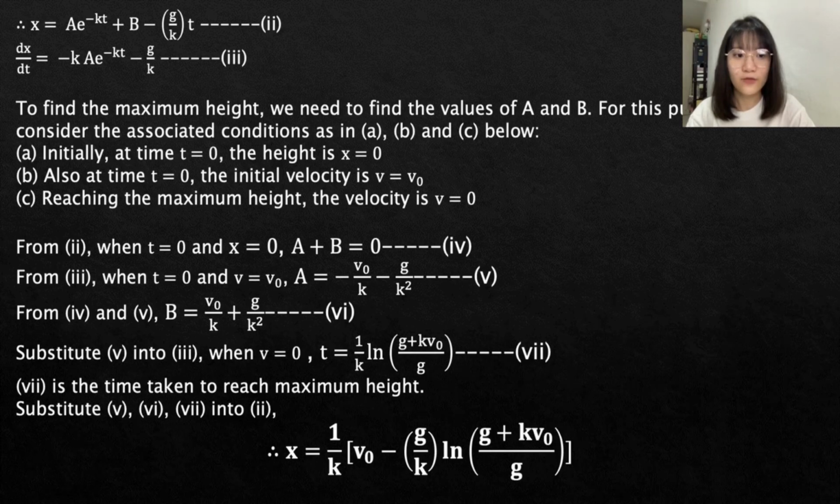So after substituting the fifth, sixth, and seventh equations into the second equation, we get our final answer, which is x equals 1 over k times v0 minus g over k ln of (g plus k v0) over g. And this is our final answer.